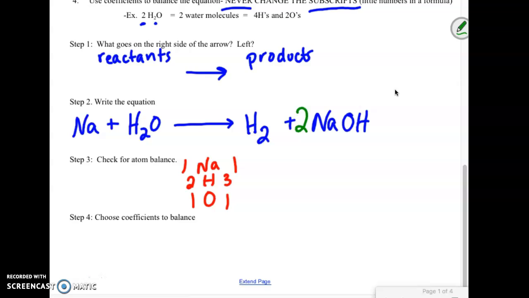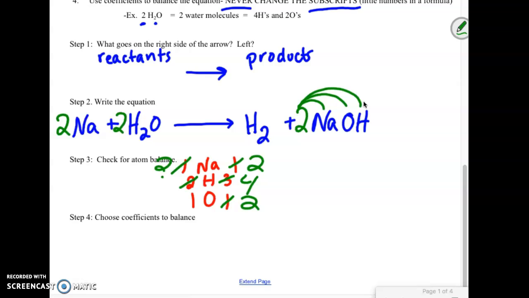So now I've changed my atom count. Now I have 2 sodiums. I have 4 hydrogens because I have 1, 2, 3, 4. This goes to each one. And I have 2 oxygens. So now I have to go to my reactant side and fix stuff. I have to put a 2 in front of sodium. Now I have 2. And I have to put a 2 in front of my water. Now I have 4 and 2. So now I'm balanced. That is the correct balanced formula. Okay?